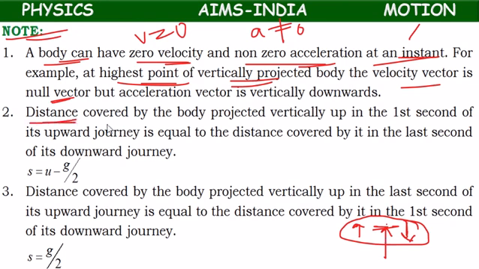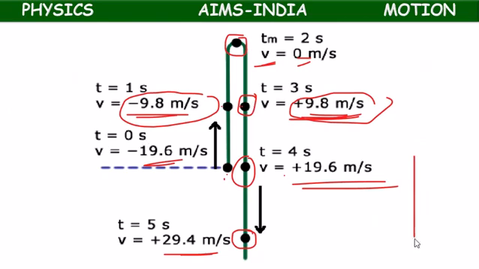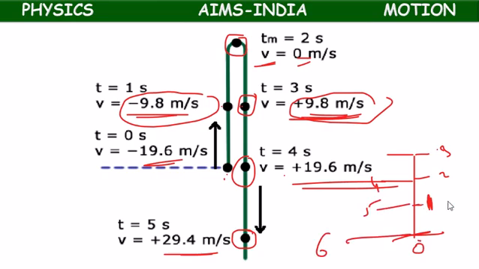Next. The distance covered by a body projected vertically up in the first second of its upward journey is equal to the distance covered by it in the last second of the downward journey. Suppose this vertically projected body goes from 0 to 1, 1 second, then 2 seconds, 3 seconds, coming down, 4 seconds, 5 seconds, 6 seconds. 0 to 1 second is the first second, 5 to 6 seconds is the last second. The distance traveled in both time gaps is equal.